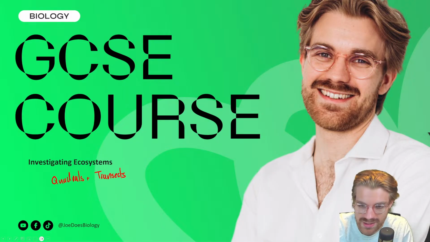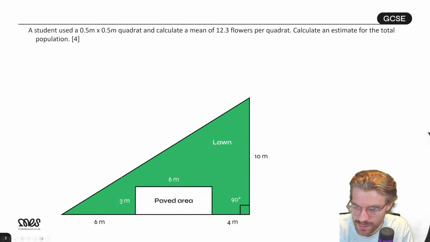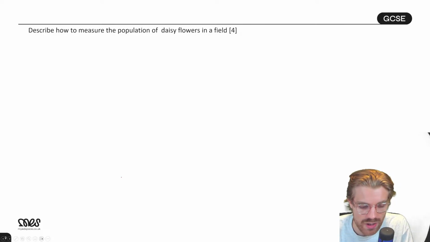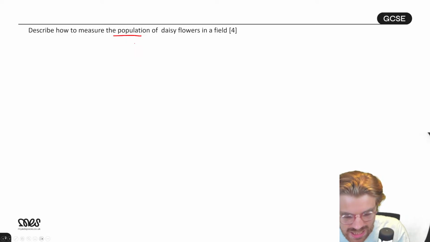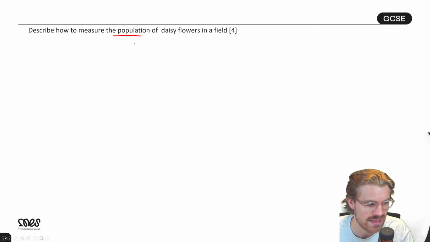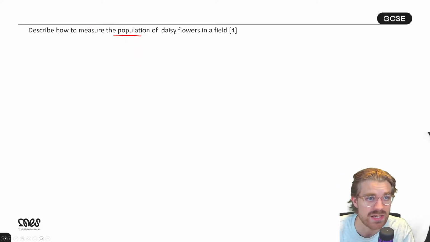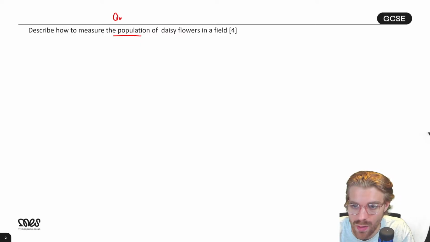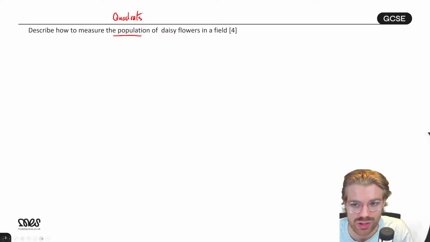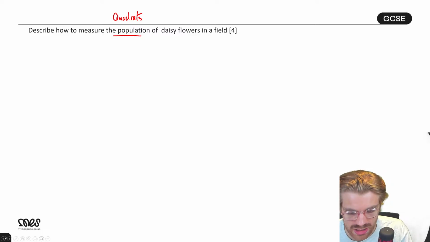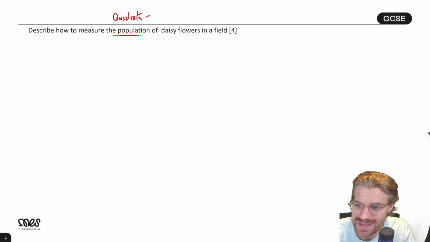Okay. All right. Let's take a little look. So, first thing we want to think about is describe how to measure the population of daisy flowers in a field. When we're estimating population size, this is where we're talking about using our quadrats. So using the quadrats, we are going to estimate the population size. Remember that quadrat is that square metal frame.